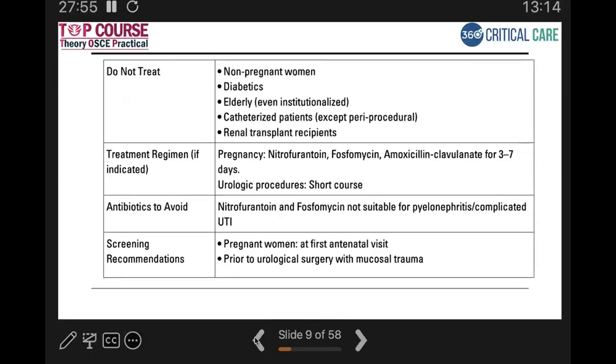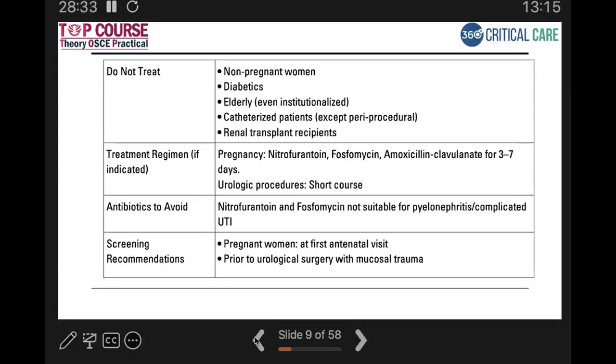Okay. And treatment regimen: if you're going to treat a pregnant patient, then you can use nitrofurantoin, fosfomycin, amoxiclav for 3 to 7 days. And for a urological procedure, the same antibiotics, I'll tell in the next slide, but a shorter course. And don't use nitrofurantoin or fosfomycin if it turns out to be pyelonephritis. And screening: in gynecology OPDs, we screen the pregnant patient in the first antenatal visit. That is when we tend to get these patients with asymptomatic bacteriuria, and that is when you have to screen them.